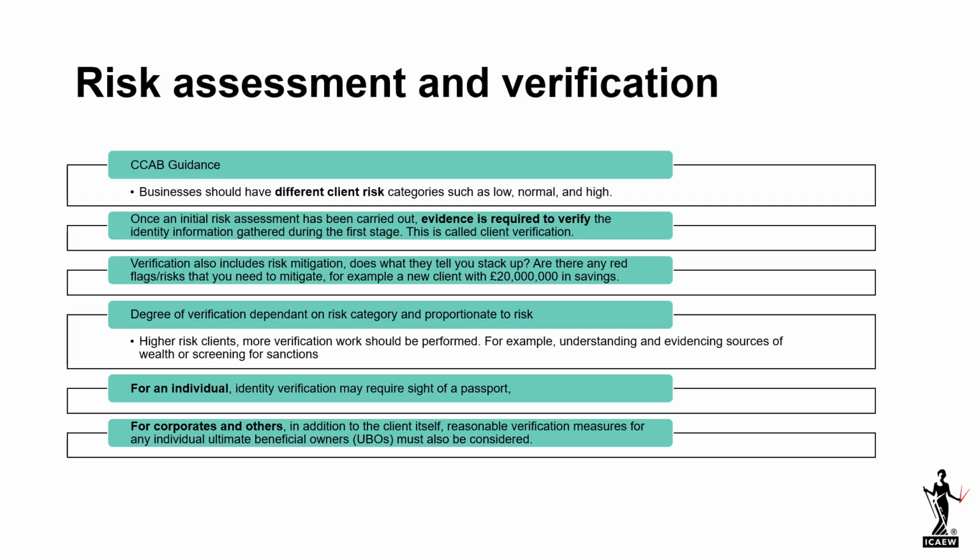Does what they tell you stack up? Are there any red flags or risks that you need to mitigate? For example, a new client with 20 million in savings, you'd want to understand where that money came from. So the degree of verification is dependent on the risk category and it's proportionate and responsive to the risk. So for higher risk clients, more verification work should be performed. For example, understanding and evidencing sources of wealth or screening for sanctions. So the client may be who they say they are, but it doesn't mean they're not a money launderer. So you'd need to look at other risk factors.